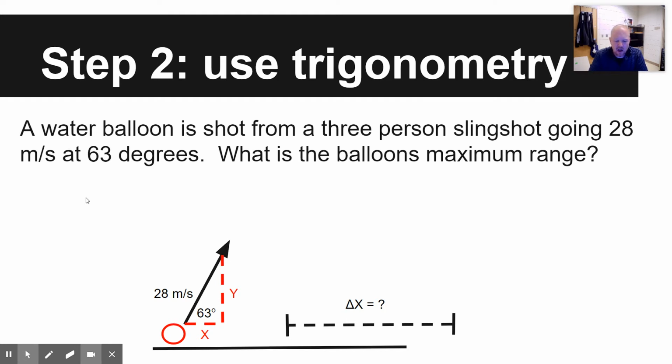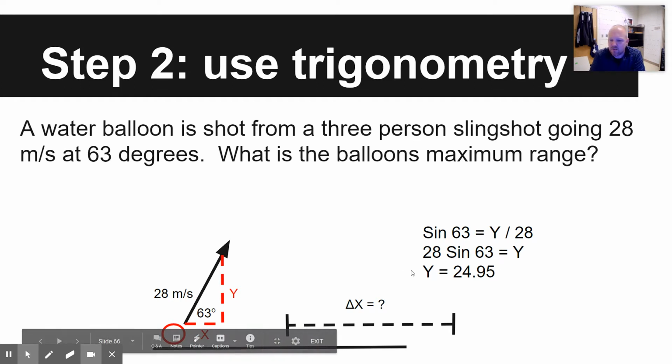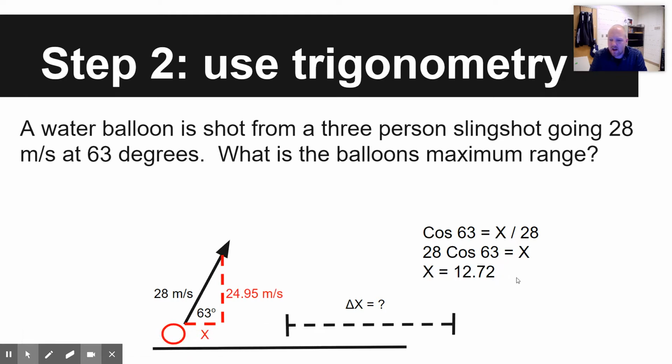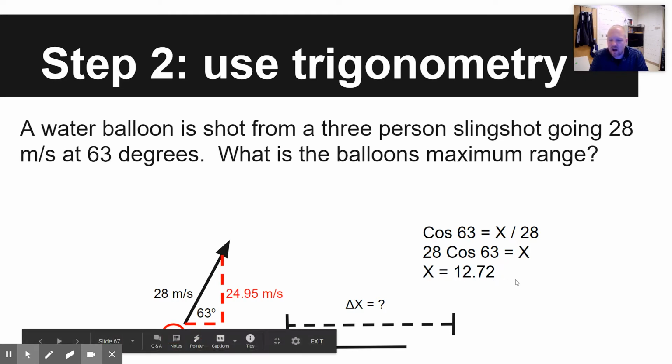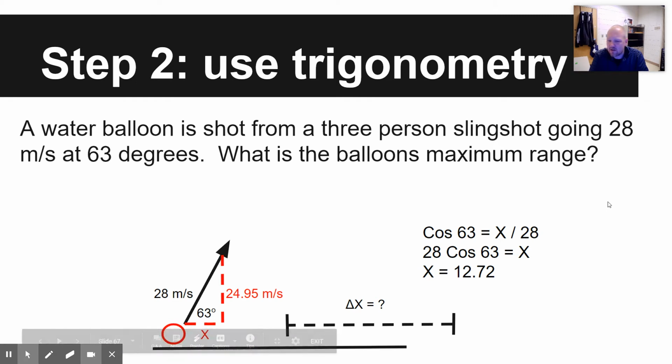And so using SOHCAHTOA, sine and cosine functions specifically, and I've just shown the work here, you can take a look, pause this if you need to figure it out on your own. You can resolve this 28 meters per second vector into a y component. What's the y velocity? And use the cosine function to figure out the x component. And so that's step number two, use trigonometry to resolve your vector into components.